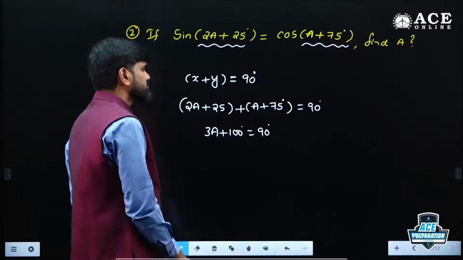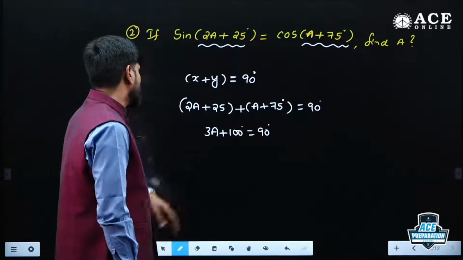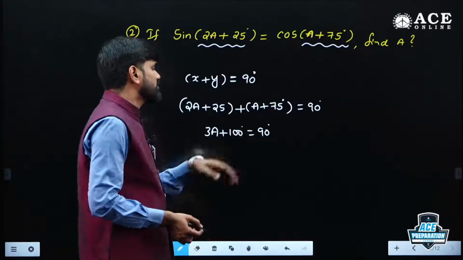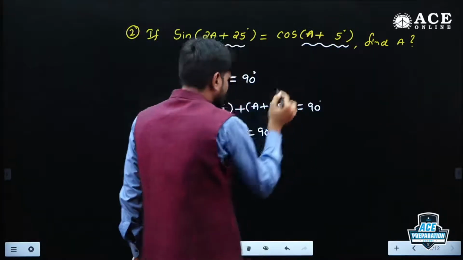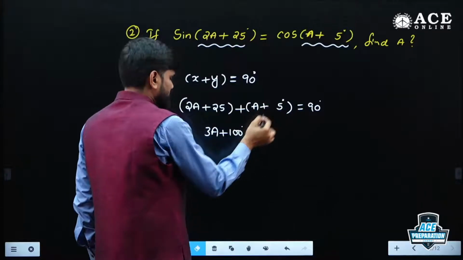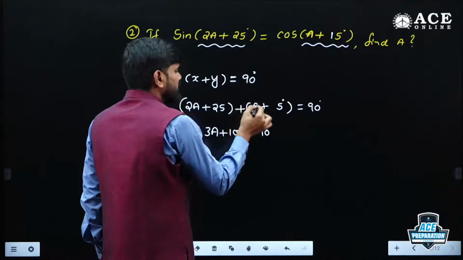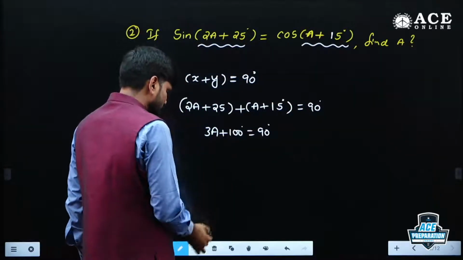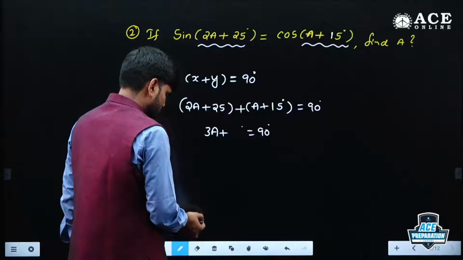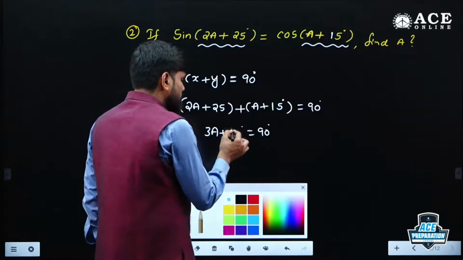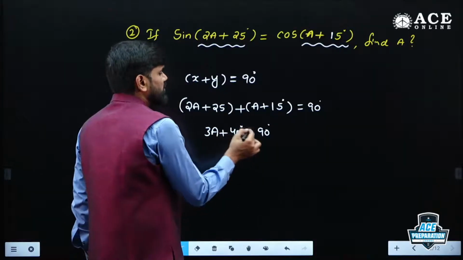is equal to 90 degrees here. And please remember, if you are sending that side, that will become negative. An angle cannot be negative, right? So let us just change this value here. Instead of 75, let us take it as 15. So here a plus 15 should add up with 2a plus 25. So 3a plus 25 plus 15 will give you how much? 40. So 3a plus 40 equals 90 degrees.